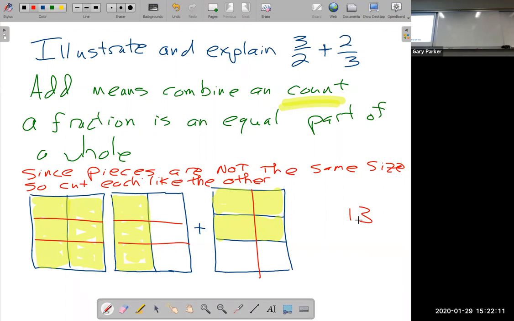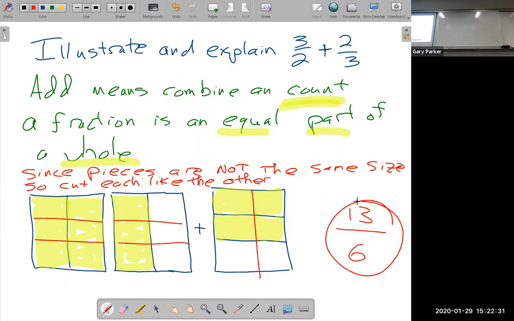Yeah. Remember, what do we define fractions to be? We define fractions to be equal parts of a whole. How many pieces are now in one whole? 6. So this has to be 13/6. That's one answer.